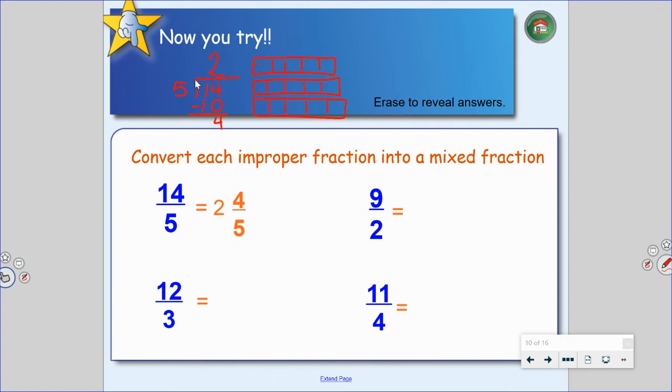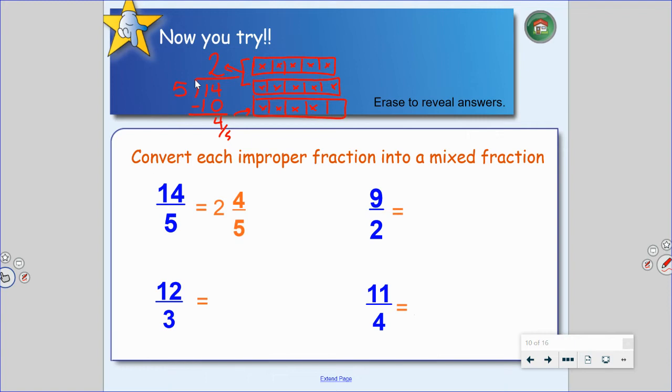So if I were to color in 14, 1, 2, 3, 4, 5, 6, 7, 8, 9, 10, 11, 12, 13, and 14, you of course still see the 2 whole parts and the 4/5 left over. All right, so at this point, I'd ask you to pause your video, do the next 3 examples on your notebook, and come on back when you're ready.